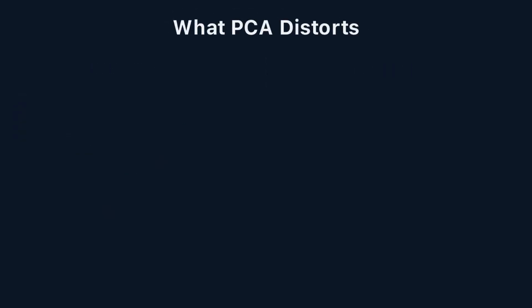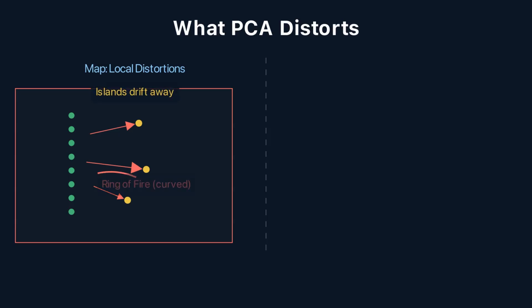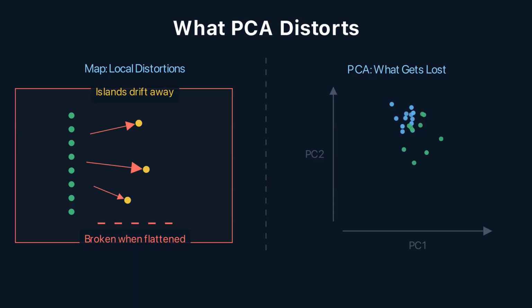What does PCA distort? Local neighbourhoods. A small island chain near the coast might get projected away from the mainland because the linear projection can't capture the curved coastline. In single-cell data, rare cell subtypes might overlap with unrelated cells on the PCA plot. The linear projection can't unfold the manifold.